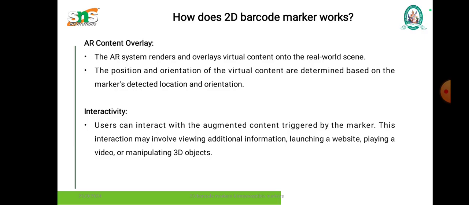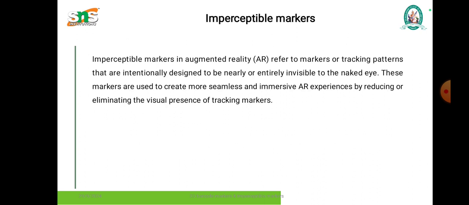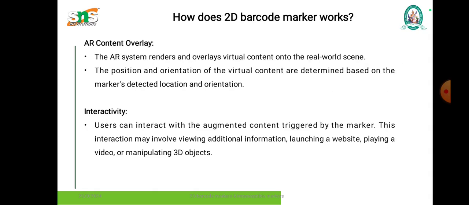And the next one is interactivity. Users can interact with the augmented content triggered by the markers. These interactions may involve viewing additional information, launching a website, playing a video or manipulating 3D images. So this is called interactivity. These are the steps of how 2D barcode markers work in AR.